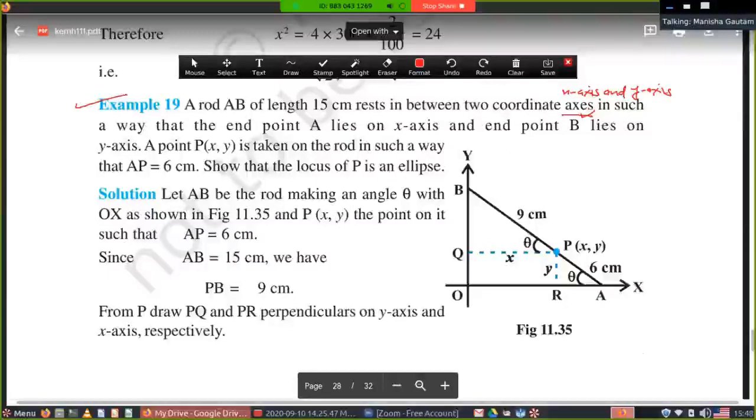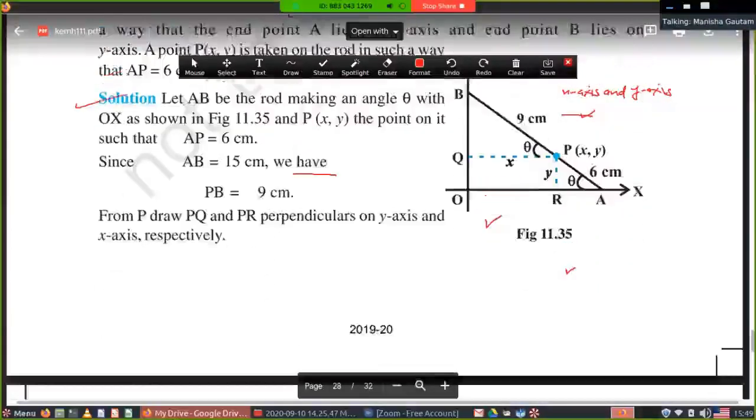Locus of P means what? Under the geometrical conditions, when this P travels along a path, that path will create a curve which is like an ellipse. Okay, this is the meaning of locus. Now here the figure is drawn, AB is a rod, and you have to just construct the perpendicular distances. P is a point having coordinates x, y. So PQ is x and PR is y. Now you can take triangle BQP and triangle PRA and get the value of cos theta and sin theta.